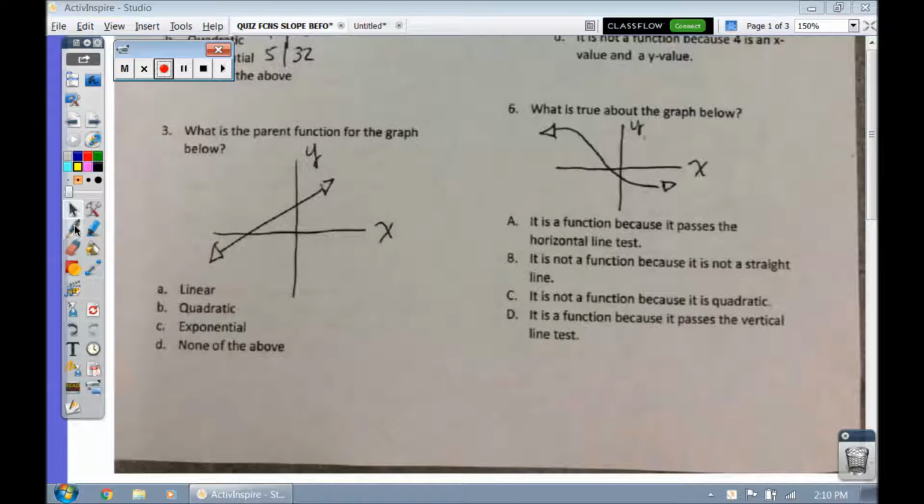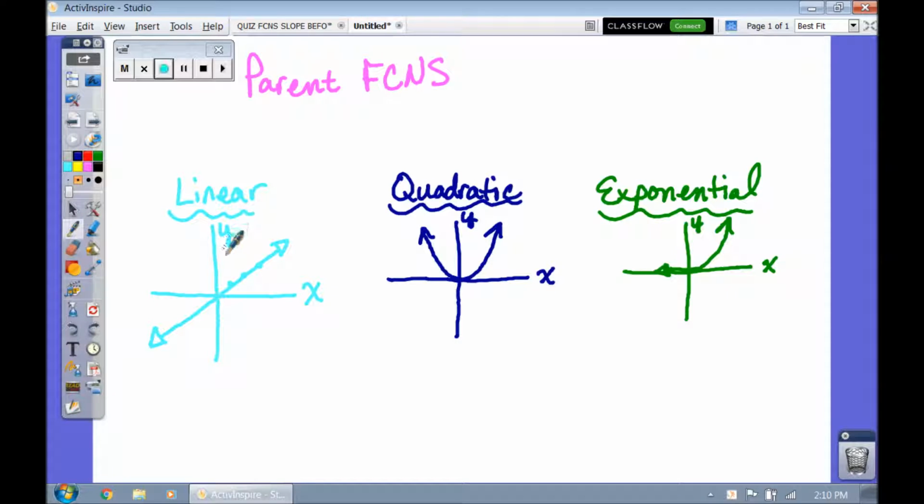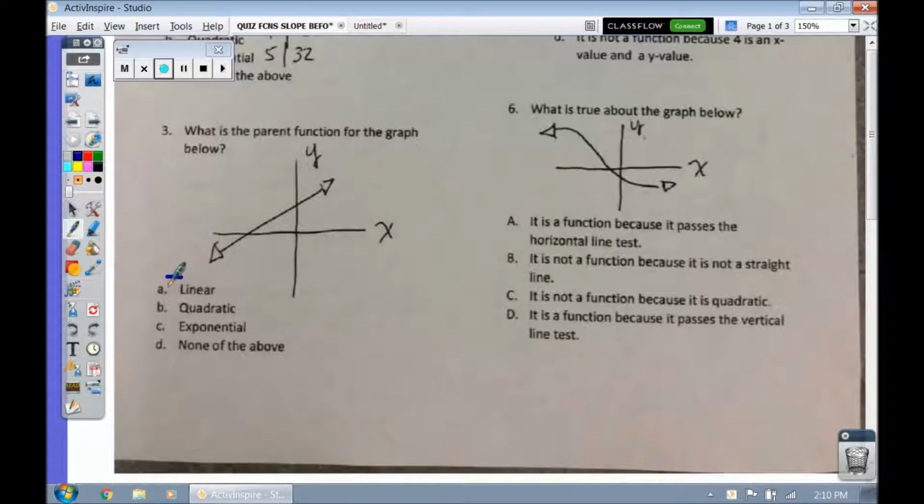Question 3, what is the parent function for the graph below? I think we've already answered that one here. If you go back, it looks like a straight line, so it's linear. A.